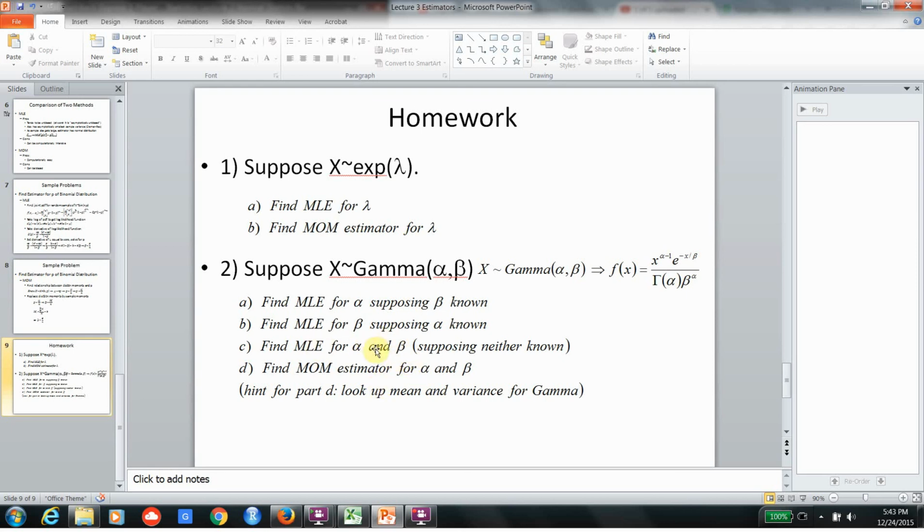So here you're looking at a function of two variables. How do you find the maximum of a function of two variables? You want to go back and use your multivariate calculus. Notice that we can find the method of moments estimator for alpha and beta without having to do all this like we had to do for the MLE. And here you want to look up the mean and the variance for a gamma distribution in terms of alpha and beta, and recast alpha and beta in terms of the distribution moments. And that's pretty much all for determining estimators for distributions.